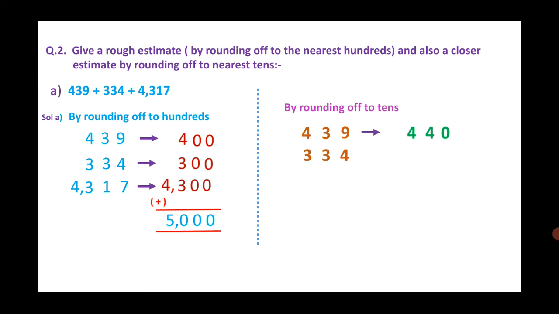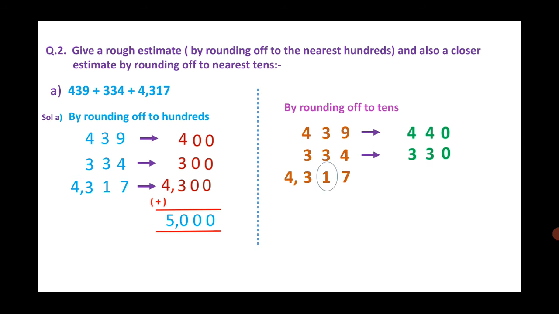Now we have 334. Here in the tens place I have 3, and to the right of 3 I have 4, and 4 is again smaller than 5. So we will not add anything to 3. This 3 will remain 3, this 3 will also remain 3, and this 4 will turn to 0. Now the next number I have is 4317.